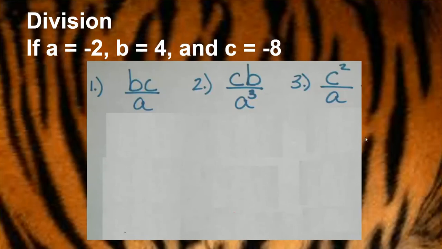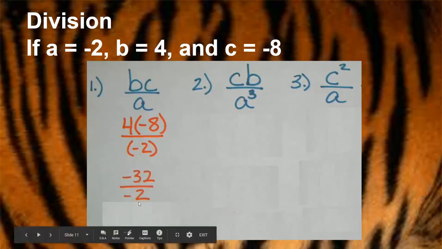Division. Same thing. If a is negative 2, b is 4, and c is negative 8. First, bc over a. b is 4, c is negative 8, over negative 2. bc on top means you have to multiply them. So 4 times negative 8 and then divided by negative 2. The top is going to be negative 32 divided by negative 2. So the answer is a positive 16.